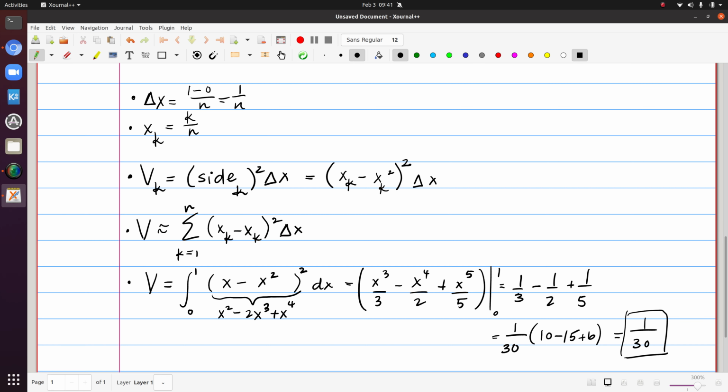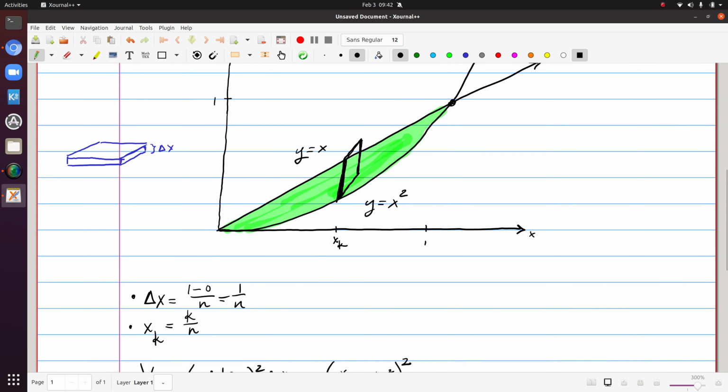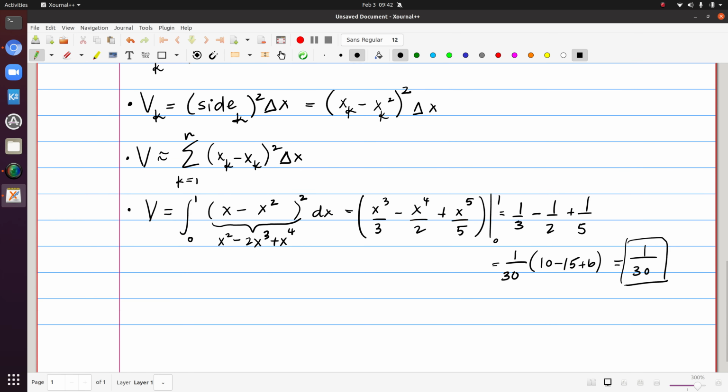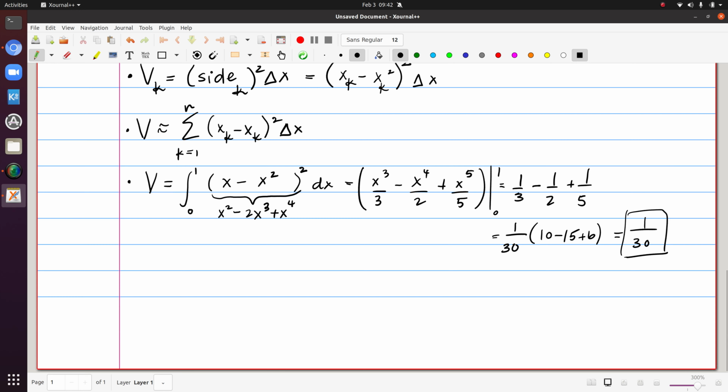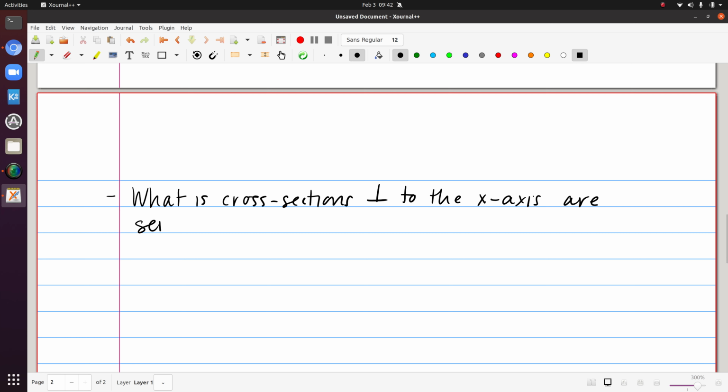So to make sure this method is clear, let's take this same picture minus the square and think about different cross sections. So what if cross sections perpendicular to the x-axis are instead semicircles?